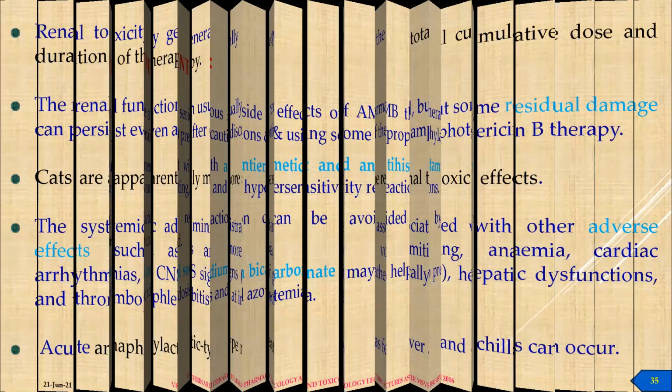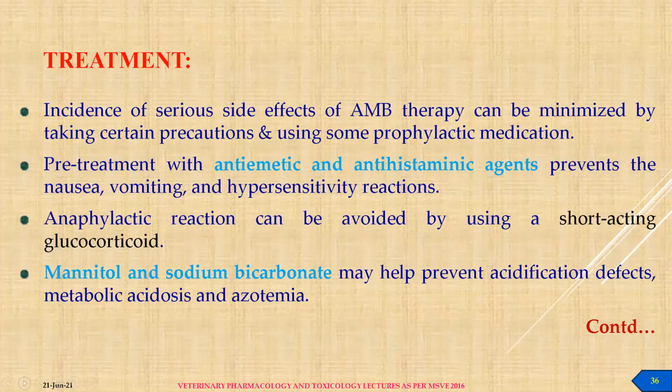Then coming to the treatment of the side effects, it is somewhat complicated. But we need to address certain important conditions. Number one, pre-treatment with an antiemetic like perinorm or metoclopramide. Many drugs are there. Then antihistamine agents also, like chlorpheniramine and its congeners. This prevents nausea, vomiting, and hypersensitivity reactions.